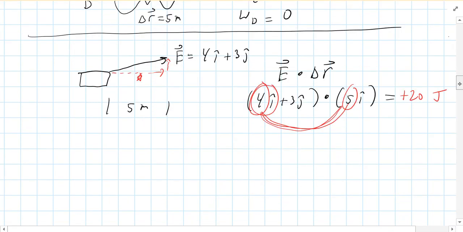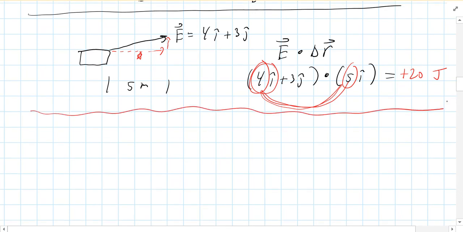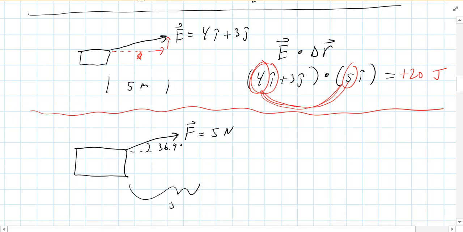Okay. All right. Next part of the example here. Let's say I give you the following. I give you a vector F, let's say, and it has a magnitude of 5 newtons. And the angle with the horizontal is 36.9 degrees. And again, you pull this thing 5 meters to the right. How much work does F do? All right. Well, even if you had this problem last year, hopefully you kind of remember how to do it. It's pretty simple. You would find the component of F that is parallel to your delta R.